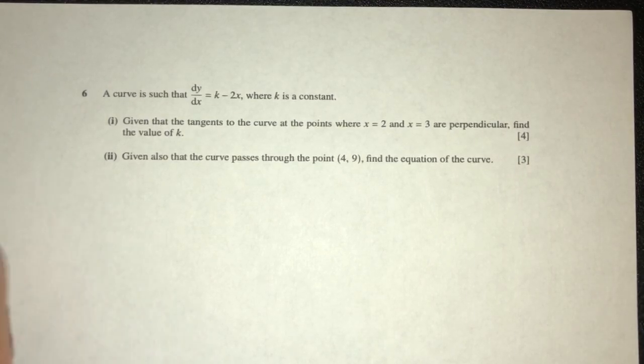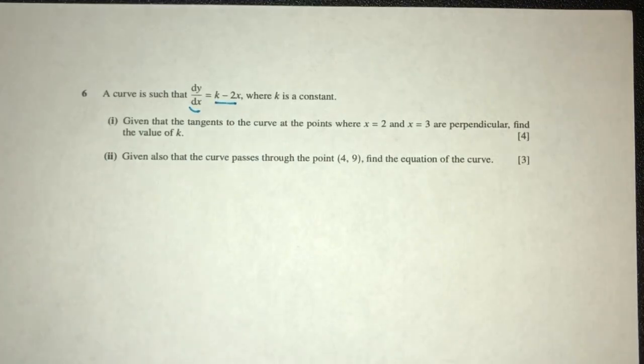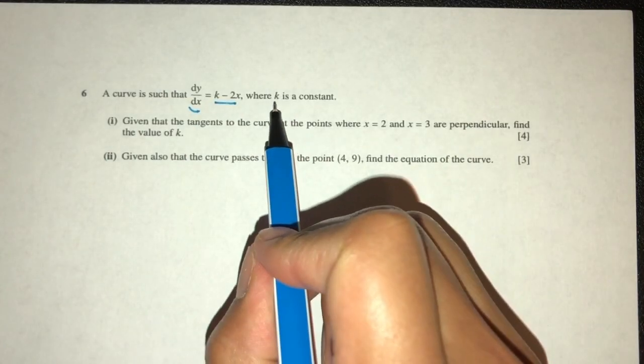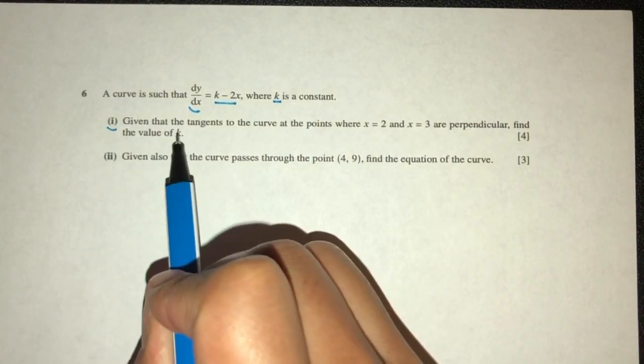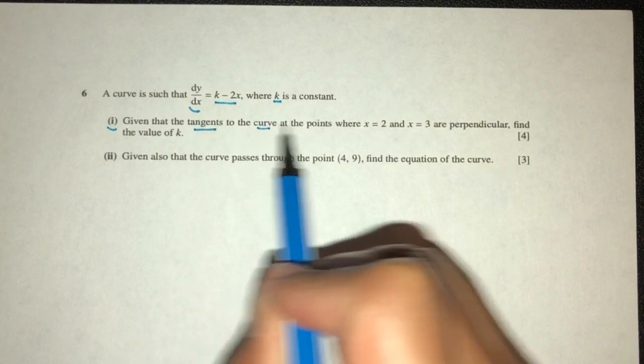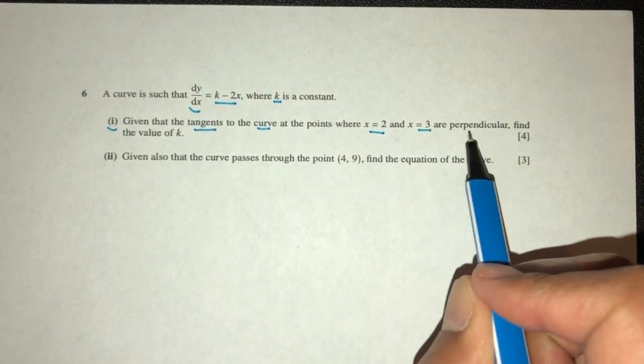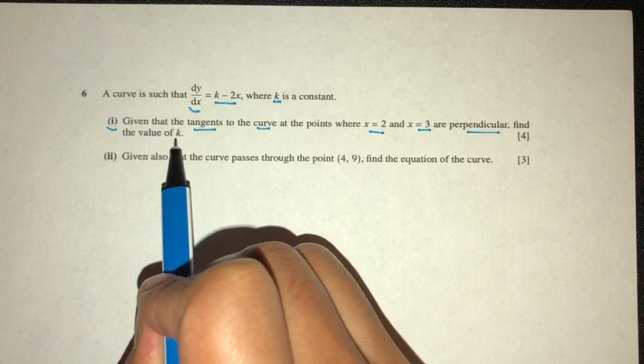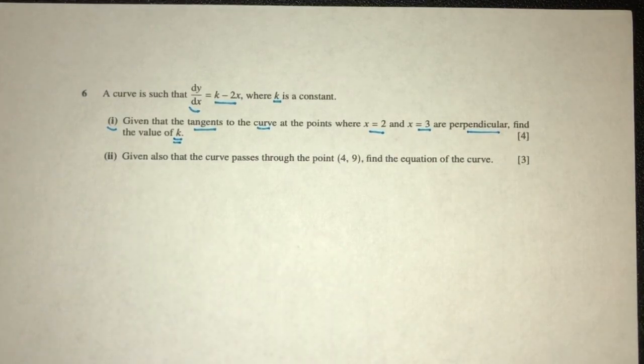Okay, so let's move on to the next question. A curve is such that dy by dx is given to you by this, where k is a constant to be found. Now part 1: given the tangents to the curve at this point and this point are perpendicular, find the value of k. So let's find out.